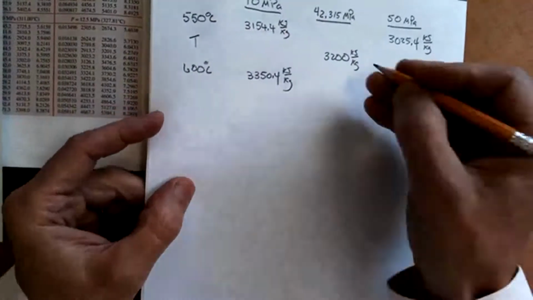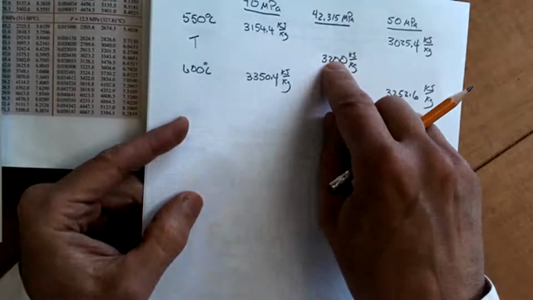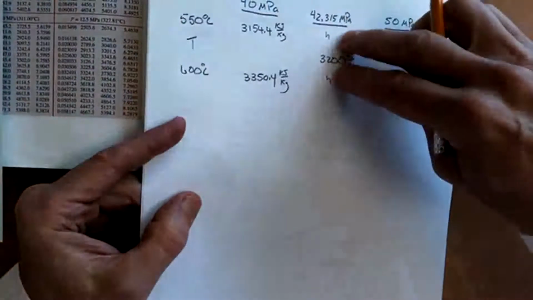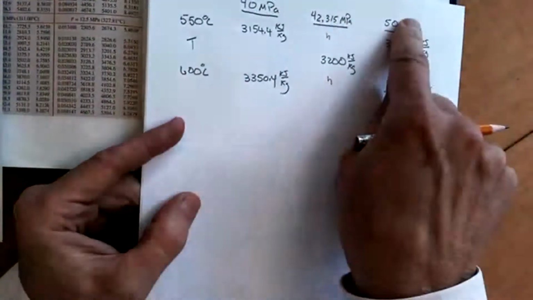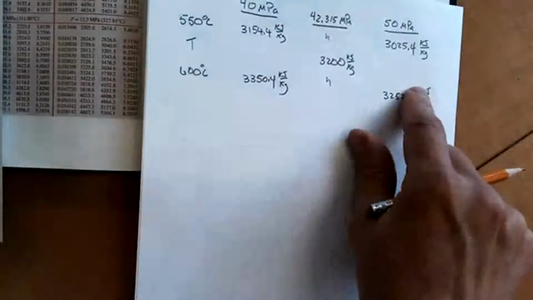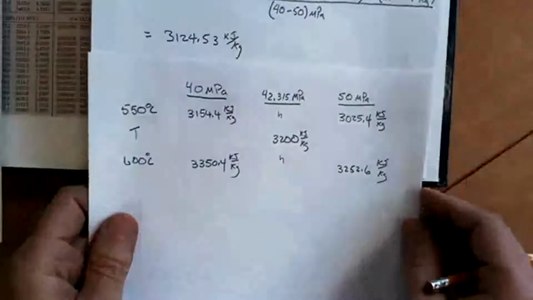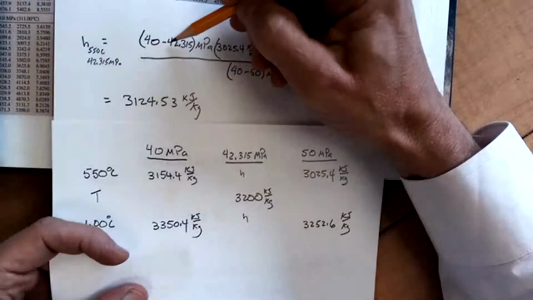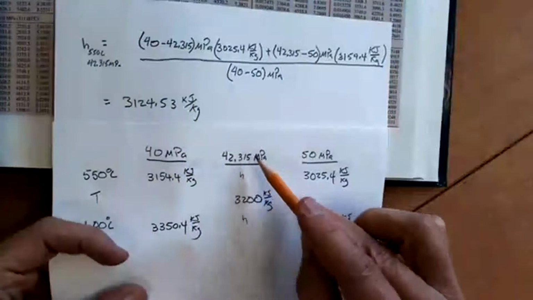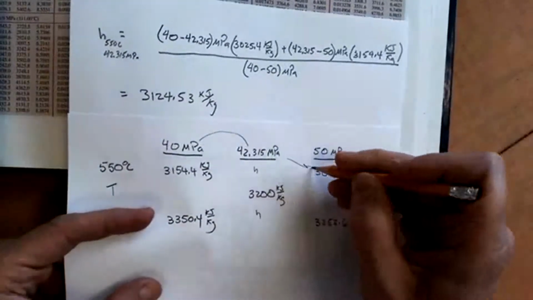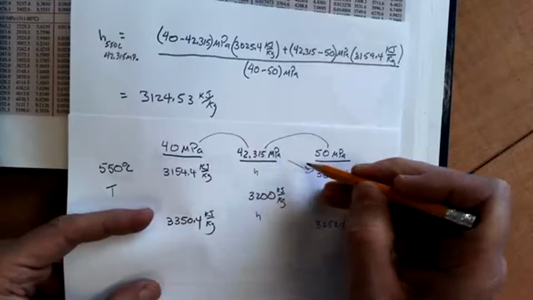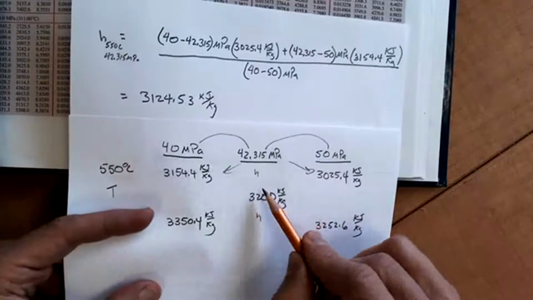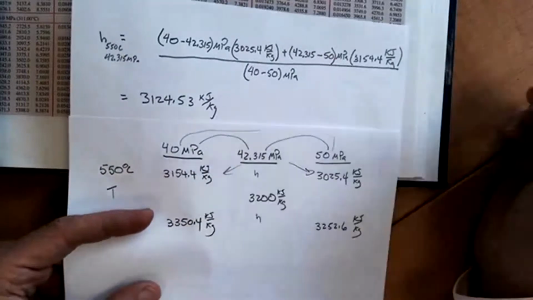So in order to get that, I need to be able to interpolate using 3,200. But I need this value, and I need this value, so then I can interpolate that way. So first thing I'm going to do is interpolate between the pressures and the enthalpy, and the pressures and the enthalpy. That's what this is here. So I'm going to interpolate 40 minus 42. That's this line to here. So that's kind of this minus this times that. And then I'm going to do this minus this times that. So you can see that's what I set up. All divided by the distance, 40 minus 50 megapascals.